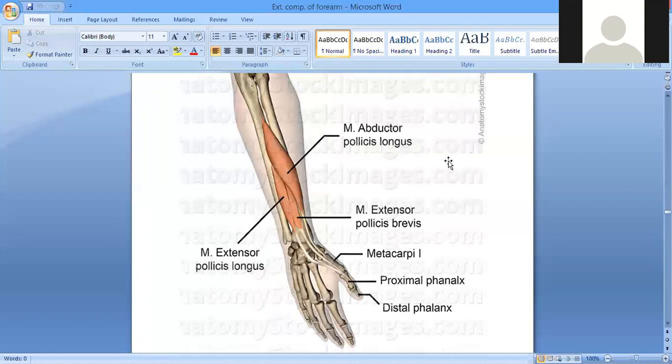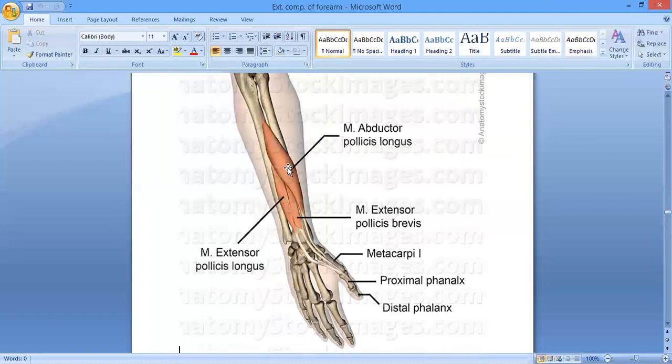Abductor pollicis longus is a bigger muscle. It gets origin from the posterior surface of the shaft of the radius and the ulna. One head gets origin from the radius and one from the ulna, right? It is a bigger muscle, and it also gets origin from the intervening interosseous membrane. Between both bones there is the interosseous membrane, right? So this muscle gets origin from the posterior surface of the shaft of the radius and the ulna and the intervening interosseous membrane.